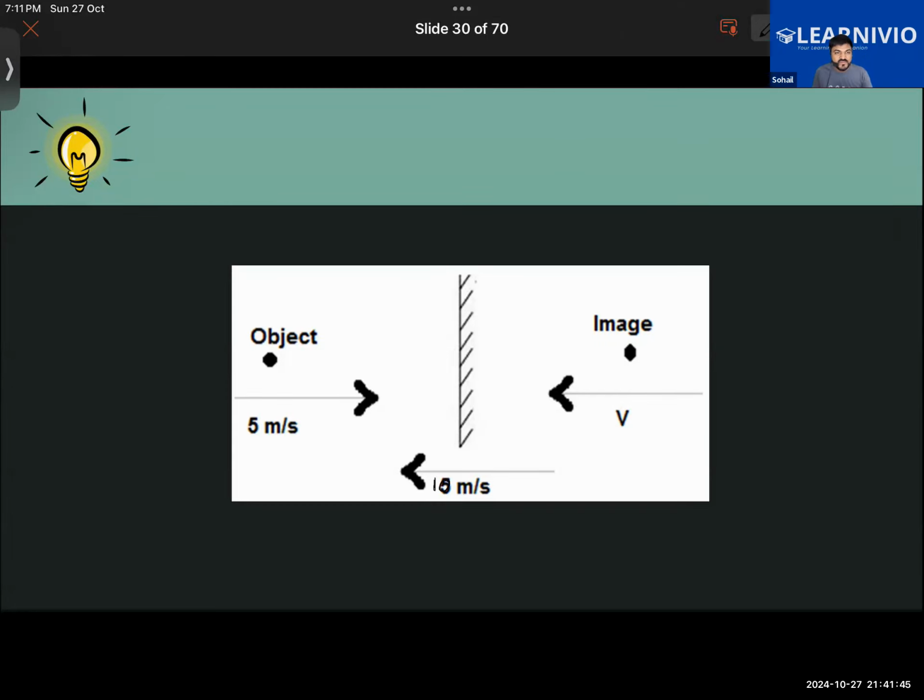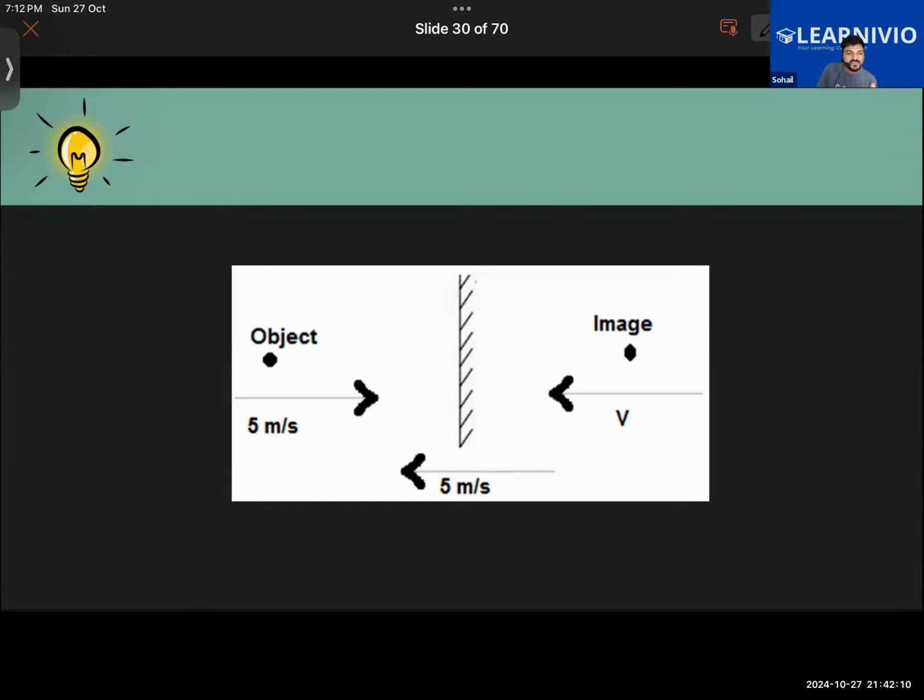Suppose you are running towards the plane mirror with a speed of 5 meters per second. Thereby, what will happen? Your image will also run towards you, right?